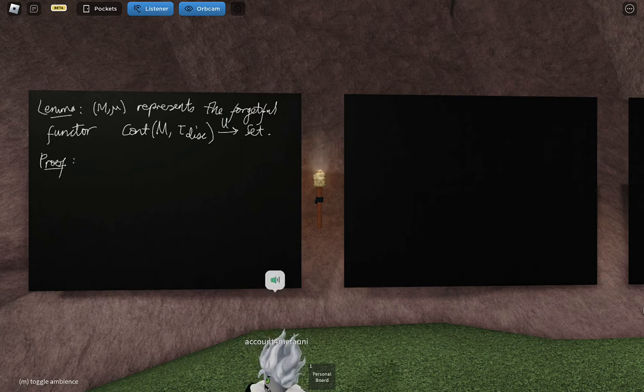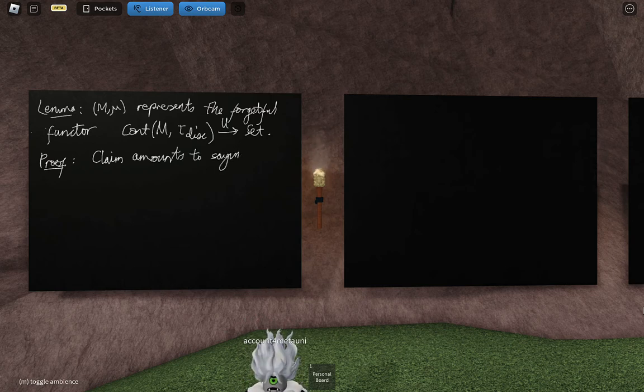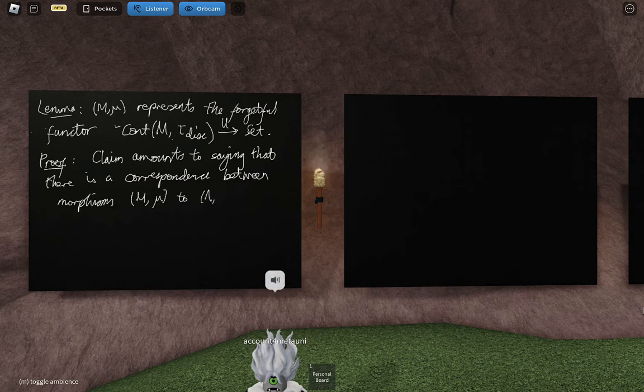So I should prove that. So the claim is that this amounts to saying that there is a correspondence, and it has to be natural, but I'm going to leave the details of why it's natural to you as an exercise to some extent, between morphisms from M mu to A alpha and elements A in A. Okay, so all I have to do is construct this correspondence.